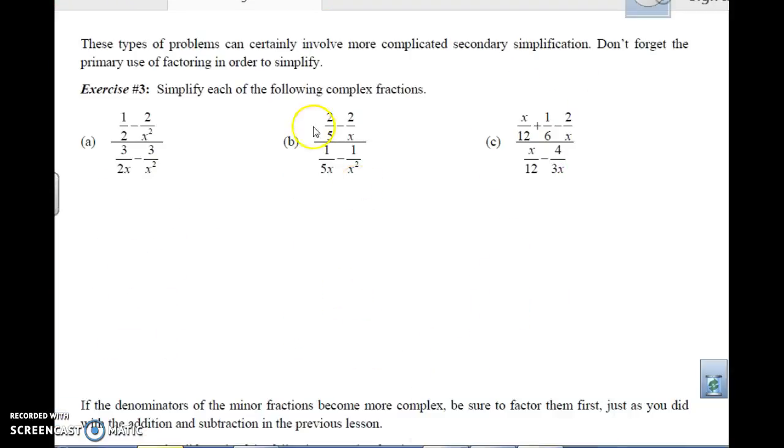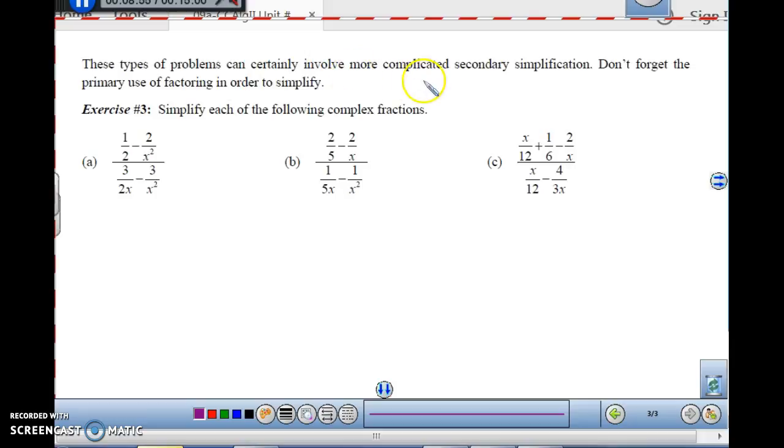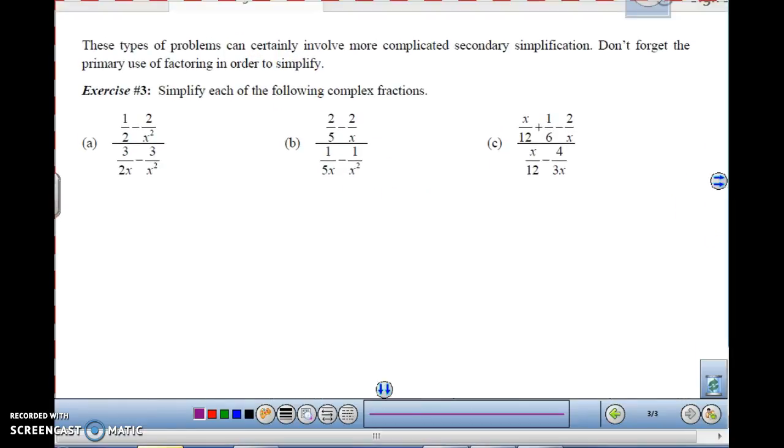Okay, so these types of fractions or problems can certainly involve more complicated secondary simplification. Don't forget the primary use of factoring in order to simplify. So basically, when you get down to the end, make sure you factor to make sure that it doesn't simplify any farther. All right, so we want to look at common denominators. What is my common denominator for my entire thing here?